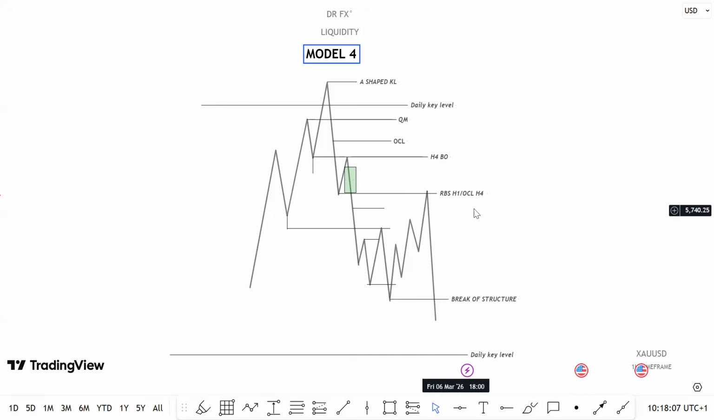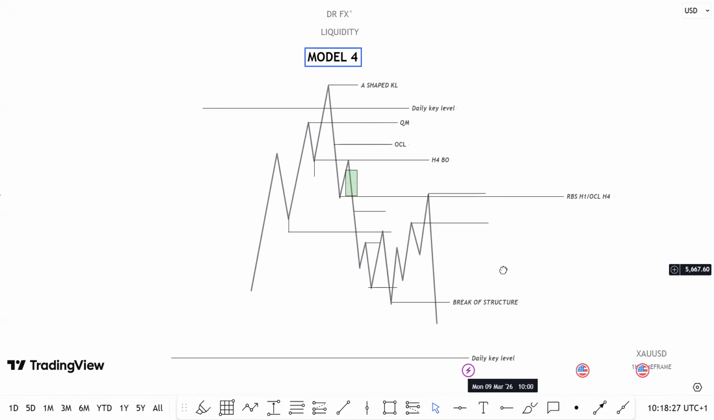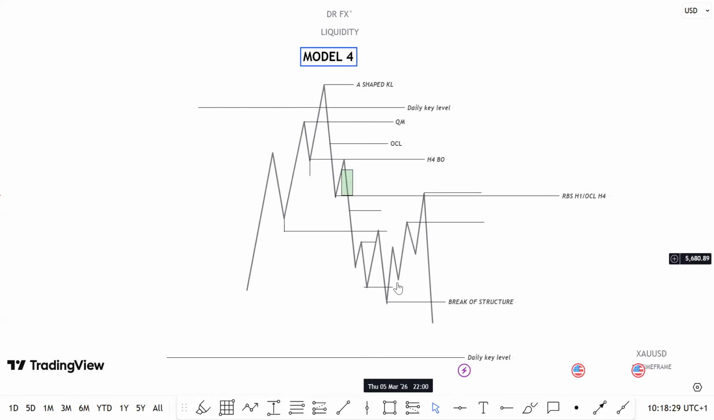Now, the origin of this entire break of structure can come from either the QM right here, or the apex also, which are the points of execution, the highest probability points of execution, right? Now, if these two zones are like this, what you do is you still pay attention to the H4 time frame. The 15 minutes time frame, or the 5 minutes, or the 30 minutes is where you want to see the break of structure like that.